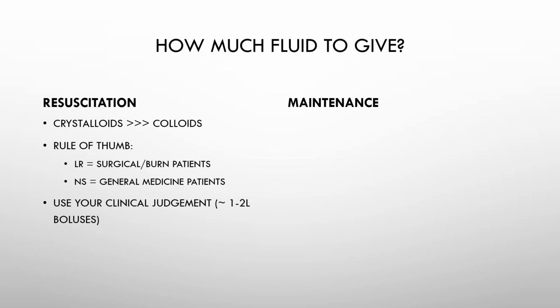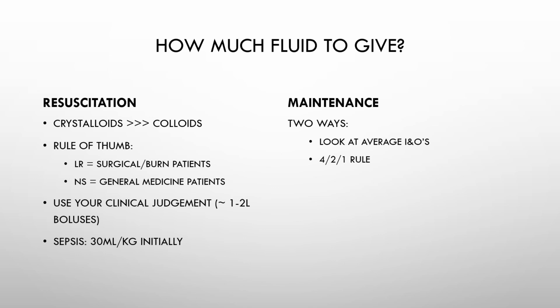Typically with this, you have to use your own clinical judgment at how much of a deficit you think. There are some calculations for how to calculate the deficit, but they're very complex and I won't go through that during this lecture. Typically, you give 1 to 2 liters as a bolus, though. For sepsis, you usually do 30 mLs per kilogram initially. However, you have to always look at the patient's renal function and heart to make sure that they can actually tolerate that much fluid. For maintenance fluids, there are 2 ways. You can look at their average I&Os and determine how much fluid to give them, or you can use the 4-2-1 rule, which I'll talk about in a couple slides.